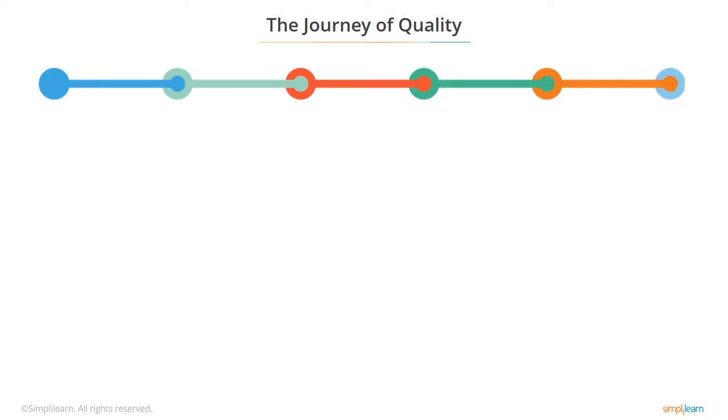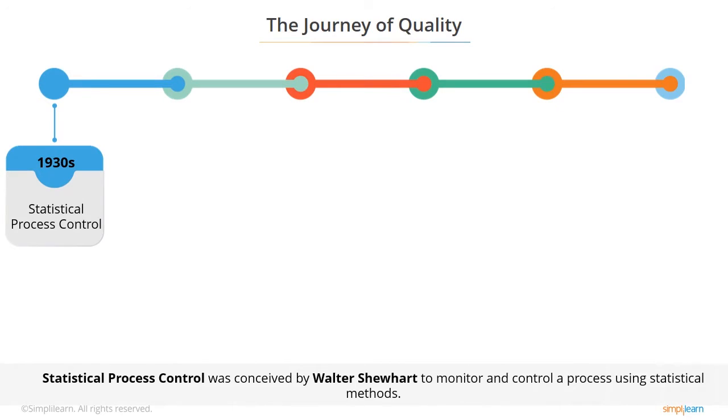Here's a snapshot of the quality journey with a few key milestones. In the 1930s, the idea of statistical process control was conceived by Walter Shewhart to monitor and control a process using statistical methods. This was used extensively during World War II to quickly expand industrial capabilities of the U.S.